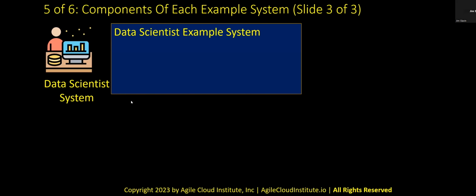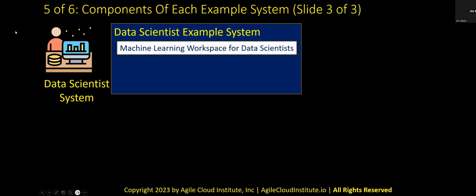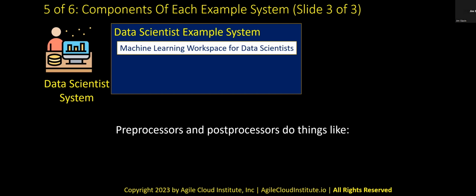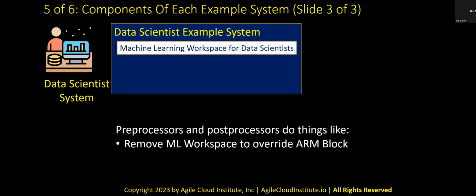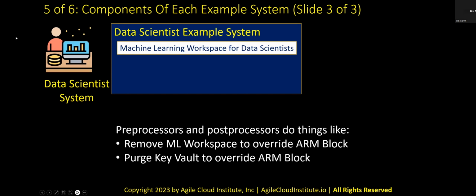The data scientist system in our example appliance contains a service that manages a machine learning workspace for data scientists to use. There are also preprocessors and postprocessors that do things like delete the machine learning workspace before you run a delete command on the ARM template so that the automation can override Azure's rule that prevents ARM templates from deleting machine learning workspaces, purge a key vault so that the automation can run again and again without being blocked by Azure's rule preventing ARM templates from purging key vaults, and other administrative tasks that you might specify.